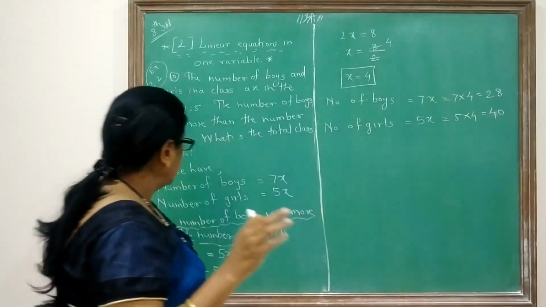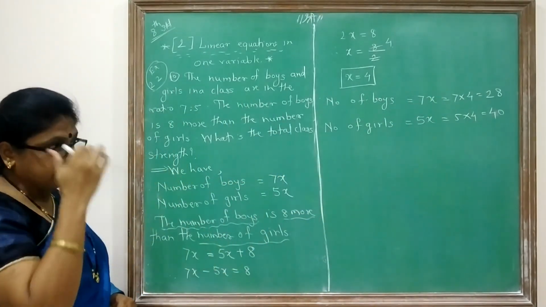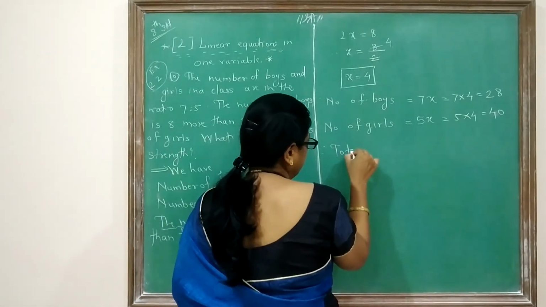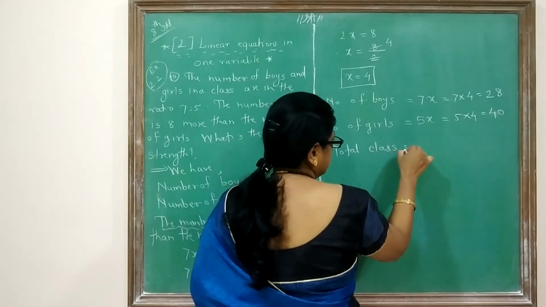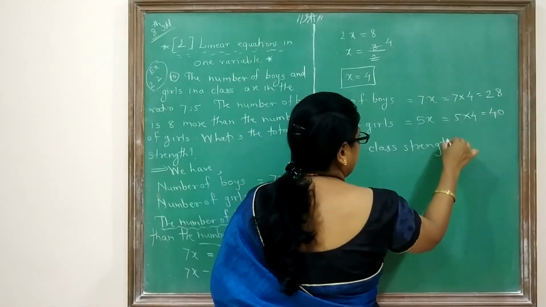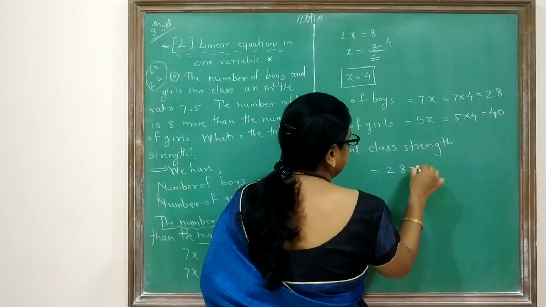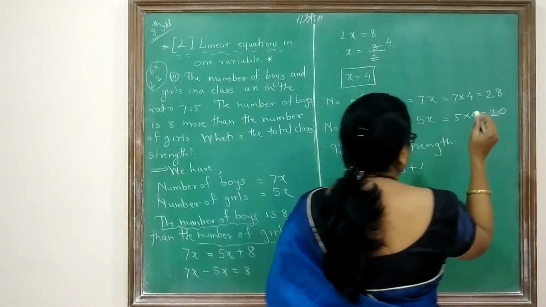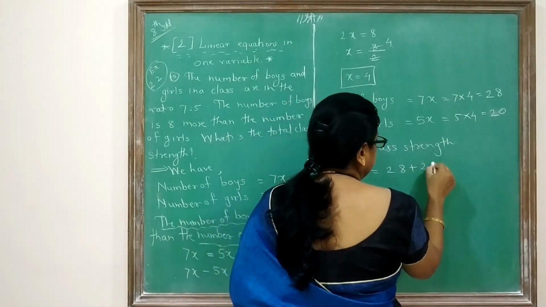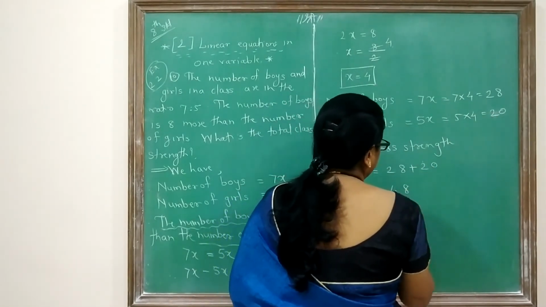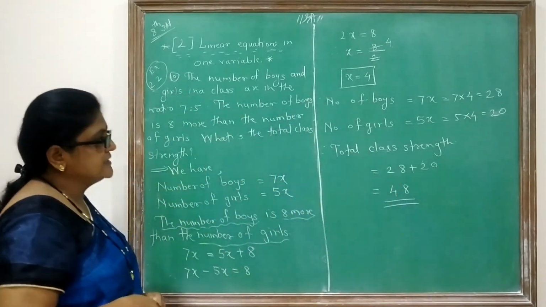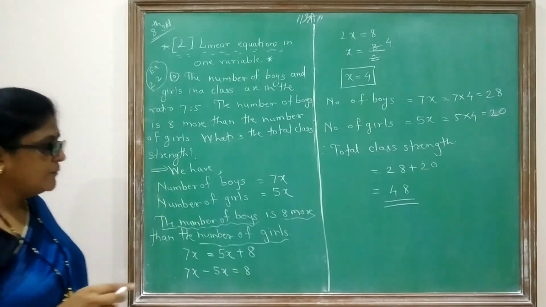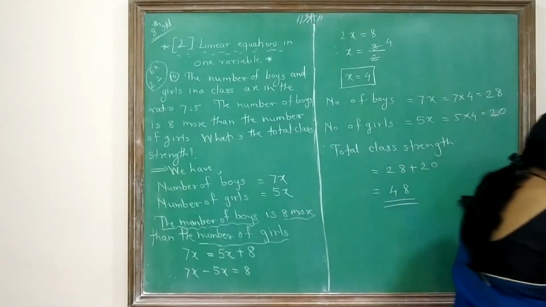Then total class strength, meaning the total number of students in the class, how much is it? Then you will write the last answer: total class strength equal to 28 plus 20, then you will get 48. Means your total class strength is what? 48. And this is your final answer.